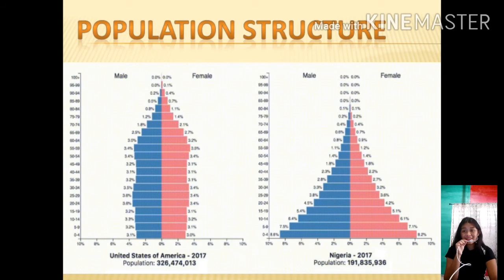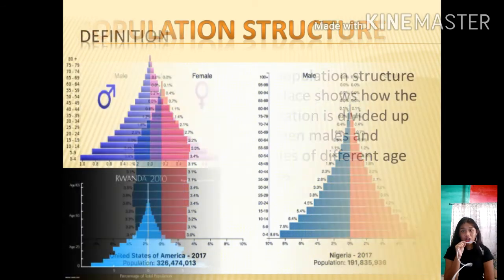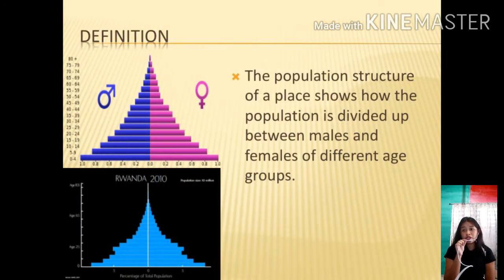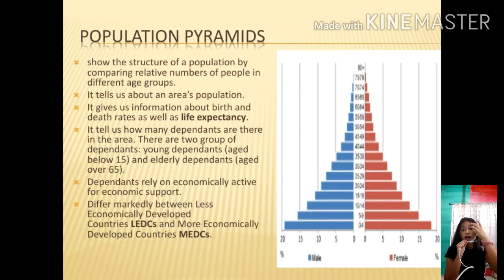So we will tackle now the population structure. Population structure shows how the population is divided up between males and females of different age groups. Population structure means the make-up or composition of a population. The population pyramid is the way to show the population structure.